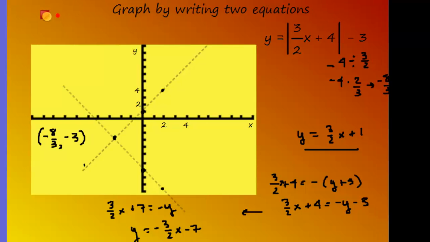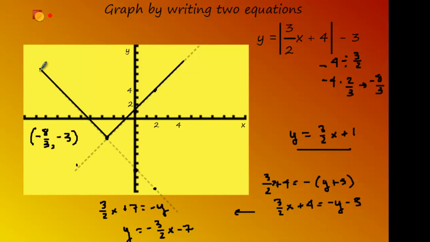So I have my vertex. Opens up, so from the vertex it's going to open up. Let me redo that one. It's going to open up this way. That's positive, so it opens up.